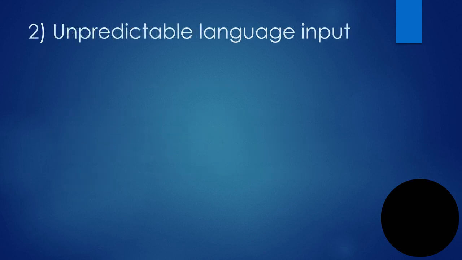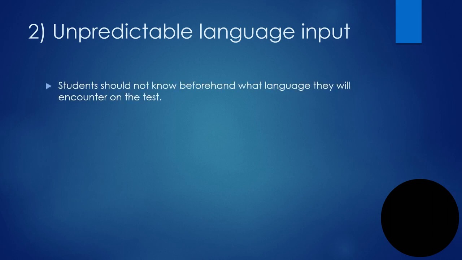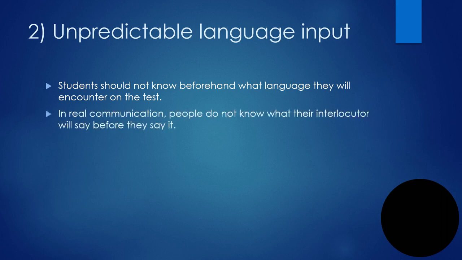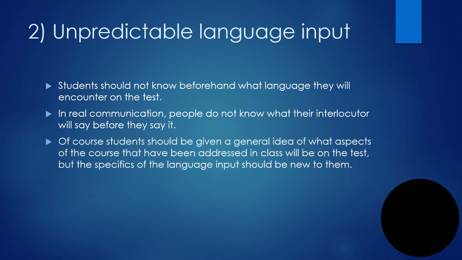A communicative test has to require unpredictable language input. So students should not know beforehand what language they will encounter on the test, because in real communication, people do not know what the person they're talking to is going to say before they say it. Now, you shouldn't just throw things at random at students. All of the questions on the test should relate to things that have been addressed in class, but the specifics should be new to learners.